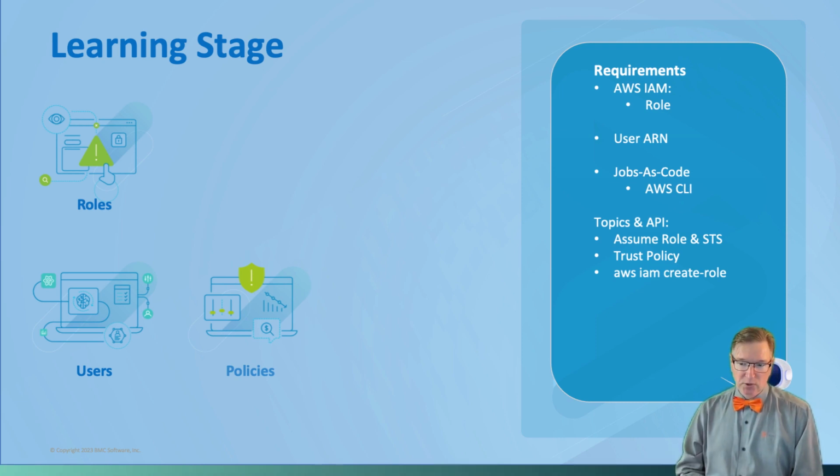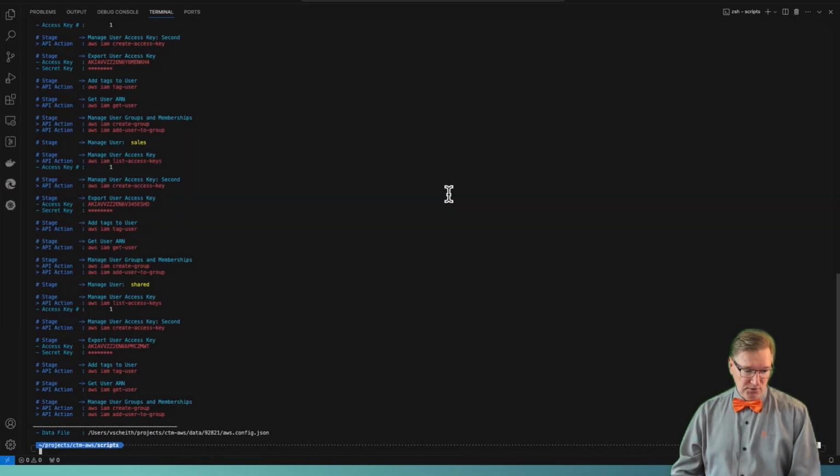We again use the automation API, the AWS CLI, in order to do this. Topics for you to review are the assume role, specifically in connection with the STS service, the trust policies, as well as the permission policy of a role. The API call that we are using here is to create a role.